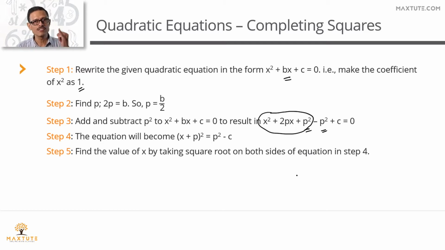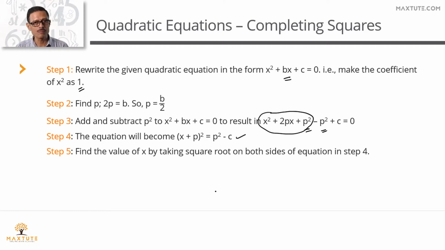First step, if the coefficient of x square is not 1, make it 1 by dividing the entire equation by that. Step 2, find out the value of p, which is nothing but b by 2. Step 3, to this equation, add a p square and subtract a p square. You'll end up with the equation which is going to look like x plus p the whole square equals p square minus c. This is going to be step number 4. Take square root on both sides, you'll get the value of x. We'll do a few questions to consolidate this.